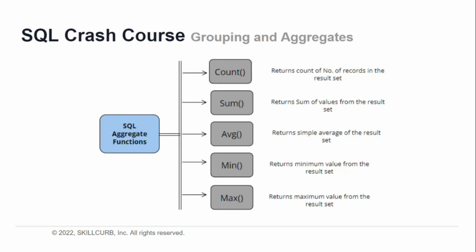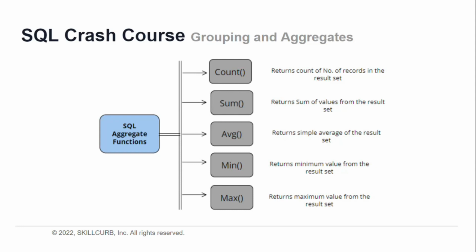The next type of SQL query that we are going to discuss is groupings and aggregate. First, we are going to discuss the aggregate function. An aggregate function is a function where the values of multiple rows are grouped together as input on certain criteria to form a single value of more significant meaning.